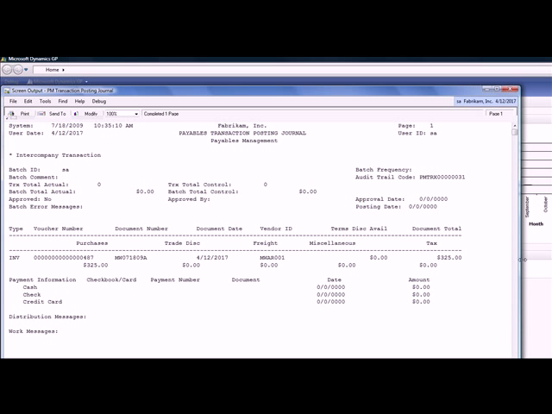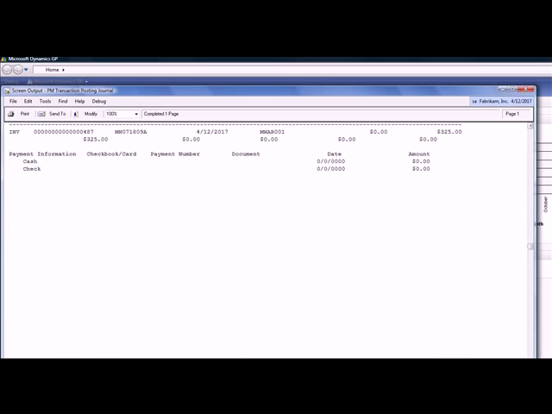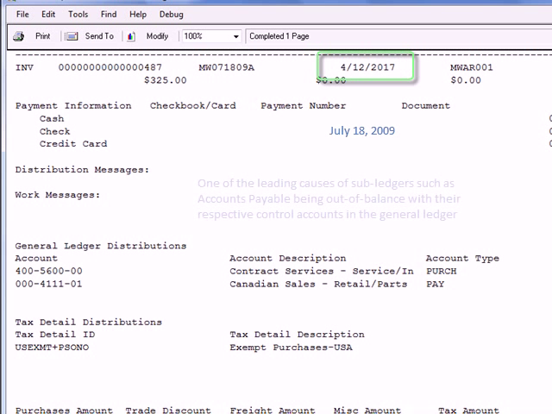At first glance, everything looks okay. But let's examine the posting report a little closer. One problem is the posting date of April 12, 2017. This is a problem because today's date, the date of this demonstration, is July 18th, 2009. This is one of the leading causes of subledgers such as accounts payable being out of balance with their respective control accounts in the general ledger.